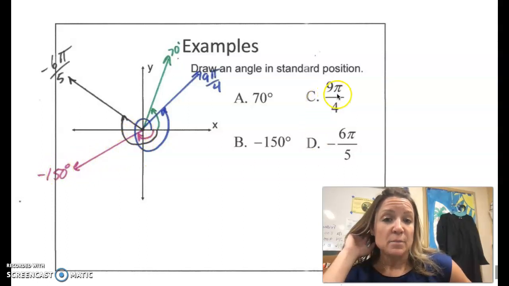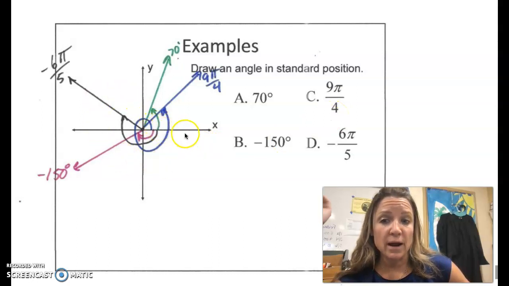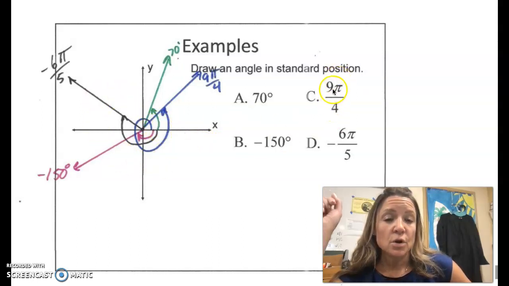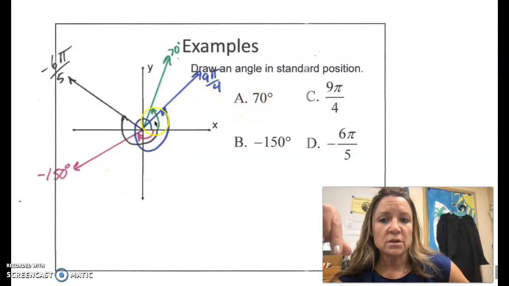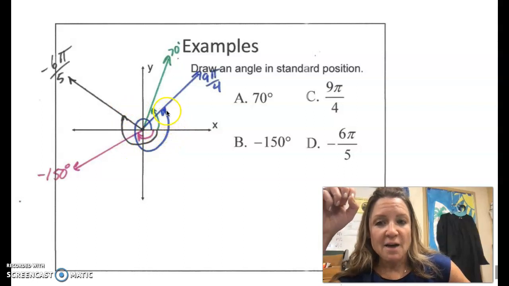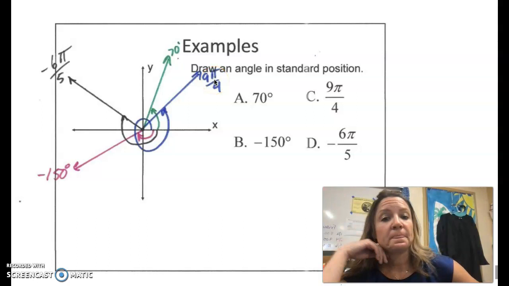C is 9 pi over 4. So 8 pi over 4 would be completely all the way around. So 9/4 would be just 1/4 more. So completely all the way around this direction, and then halfway through quadrant 1 here puts us at 9/4 pi.